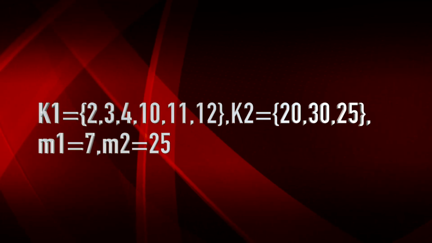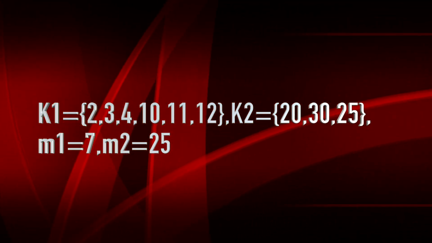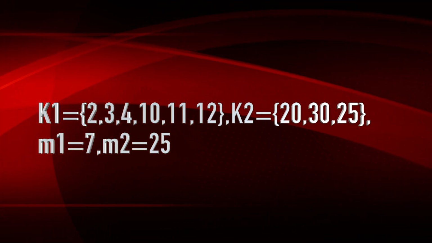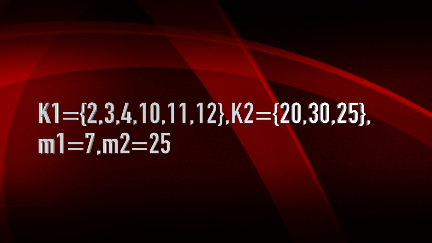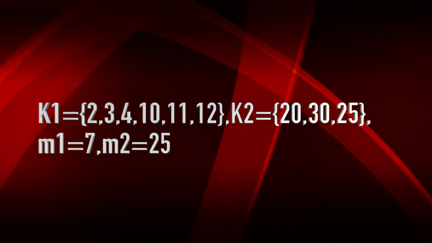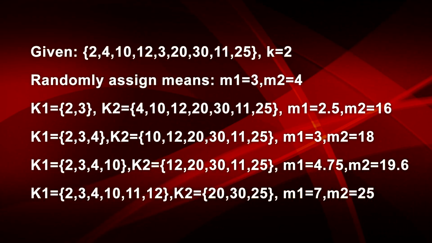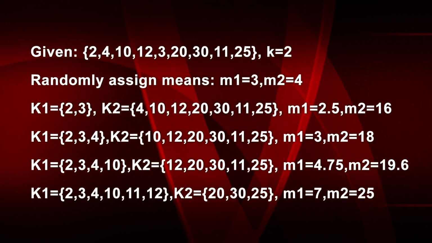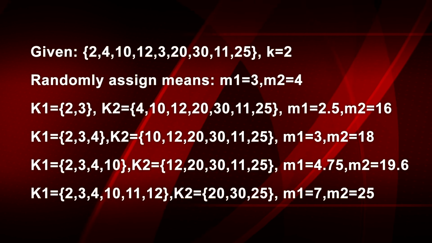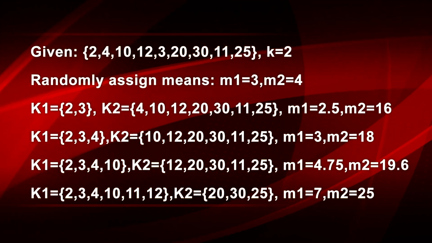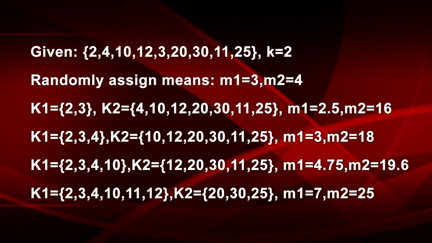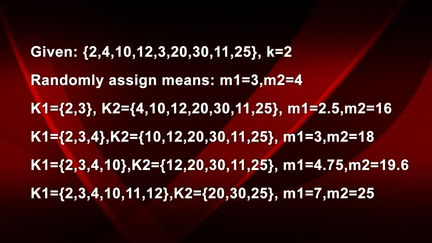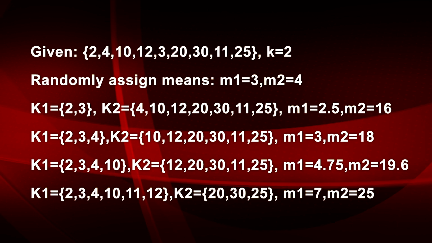The next point 20 falls under cluster K2 because it is closer to 4. So, also 30, 11 and 25 fall in cluster K2. So, you see in the third line K1 consists of 2 and 3, K2 consists of 4, 10, 12, 20, 30, 11 and 25. Now, I need to compute the centroids, the new centroids for these 2 clusters.